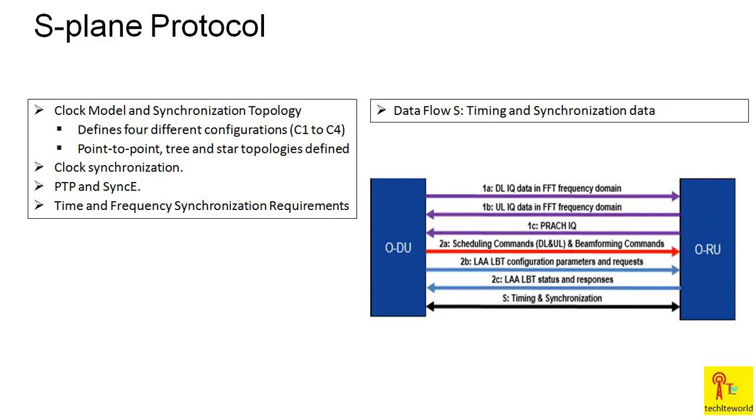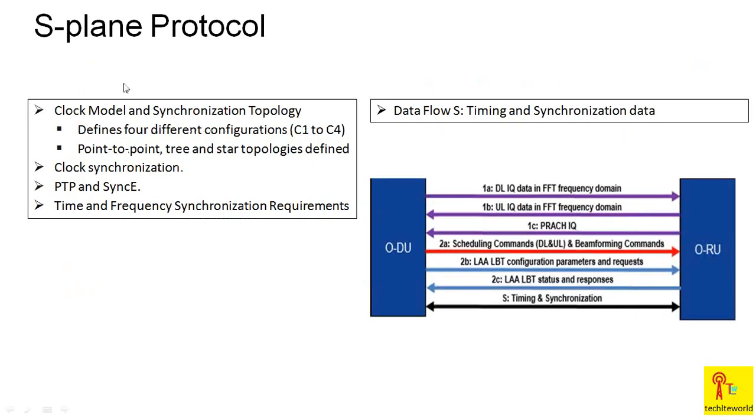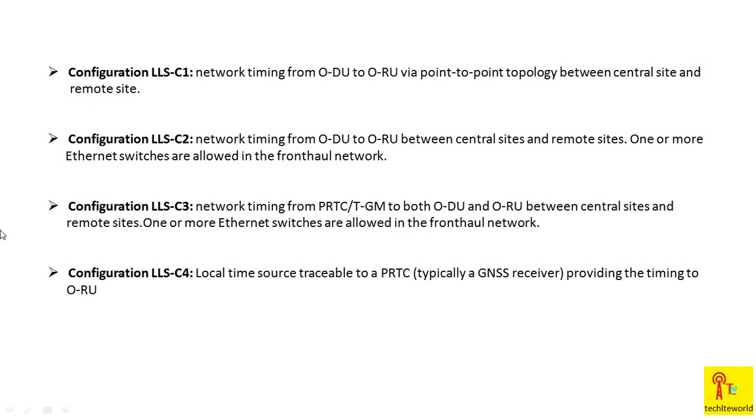So there are different types of synchronization plane configurations: LLS-C1, C2, C3, C4. All these specifications belong to IEEE. The IEEE basically defines what the configuration is for, and these are the different configurations we are using. I will take one configuration as an example for your understanding.